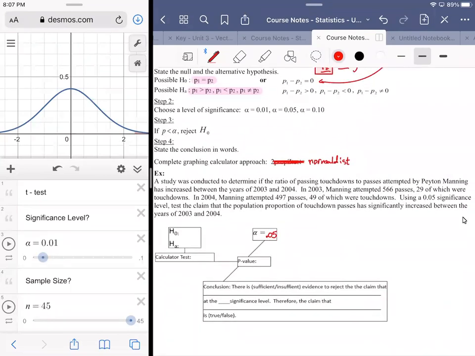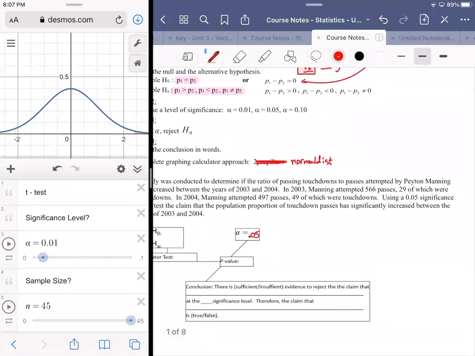Statistic claim that the population proportion of touchdown passes has significantly increased between the years of 2003 and 2004. So the way we would look at this in terms of the information that's being provided, we have two categories: 2003 and 2004. In 2003, we had 566 trials, 29 of which were successes. In 2004, we had 497 trials, 49 of which were successes.